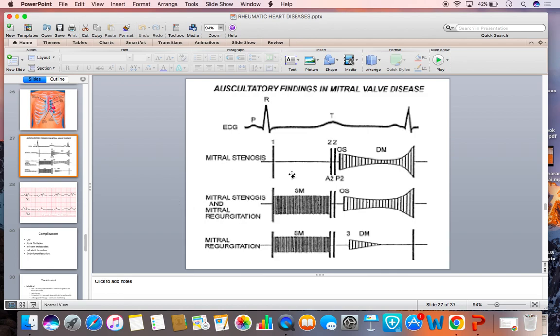These are the findings you see in mitral stenosis. This is loud first sound. P2 is loud, as loud as the A2, and there is opening snap following the second heart sound. That is followed by the mid-diastolic murmur, which gets accentuated in the end diastole. Pre-systolic accentuation.